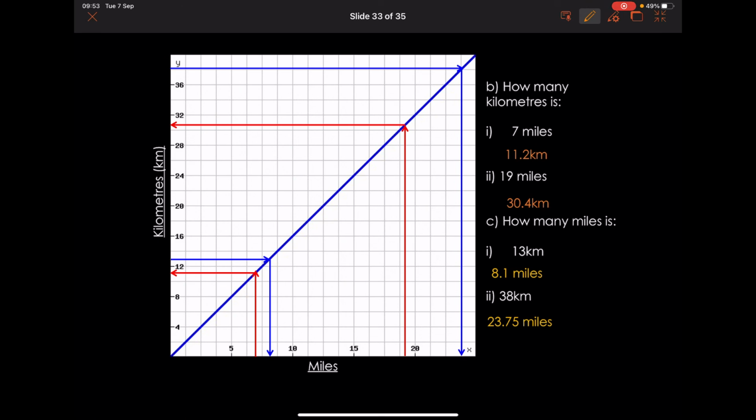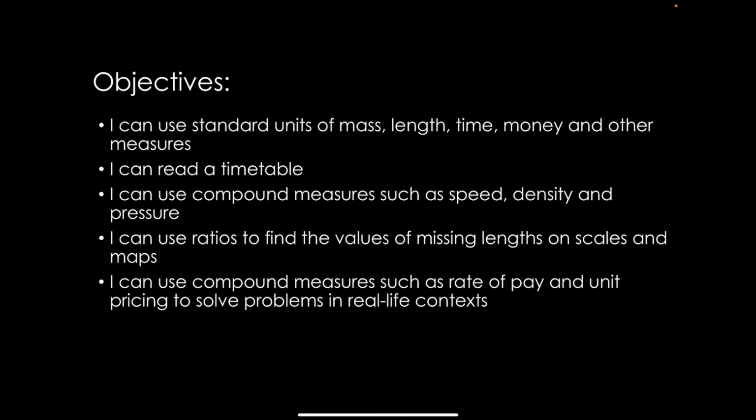Right then, so those kind of questions are very, very common. You'll just have to be able to use the graph to convert and then answer the questions. Okay, so hopefully you can use standard units of mass, length, time, money, and other measures. You can read a timetable, and you can use compound measures such as speed, density, and pressure. You can also use ratios to find values of missing lengths on scales and maps, and use compound measures such as rates of pay and unit pricing, which is what we've just done, to solve problems in real life.